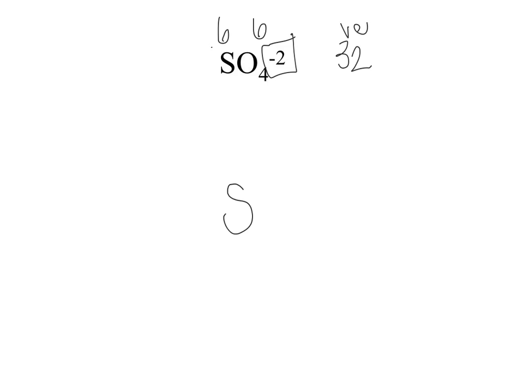Let's start with our central atom, which is going to be sulfur, bond to oxygen, bond to our other oxygen, bond to the next oxygen. Now we've got 4 oxygen. That's 2, 4, 6, 8. And our sulfur is happy because he's sharing 8.